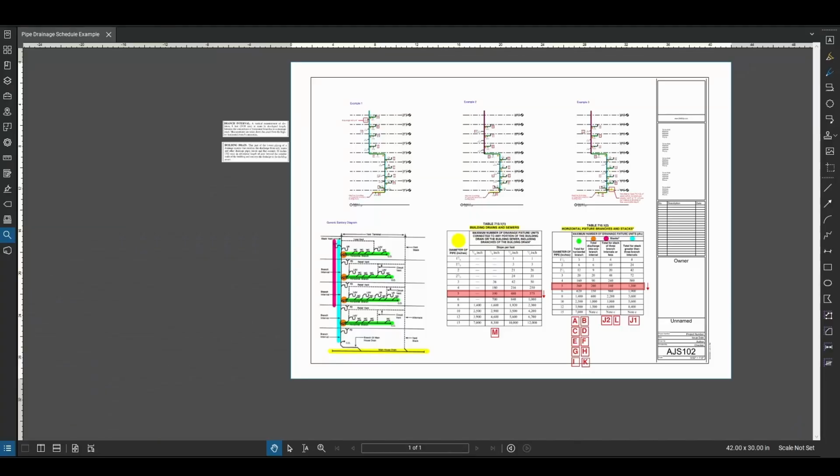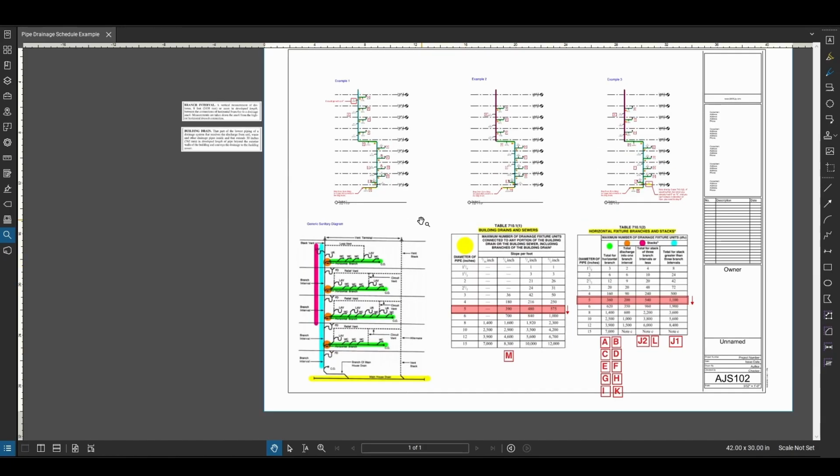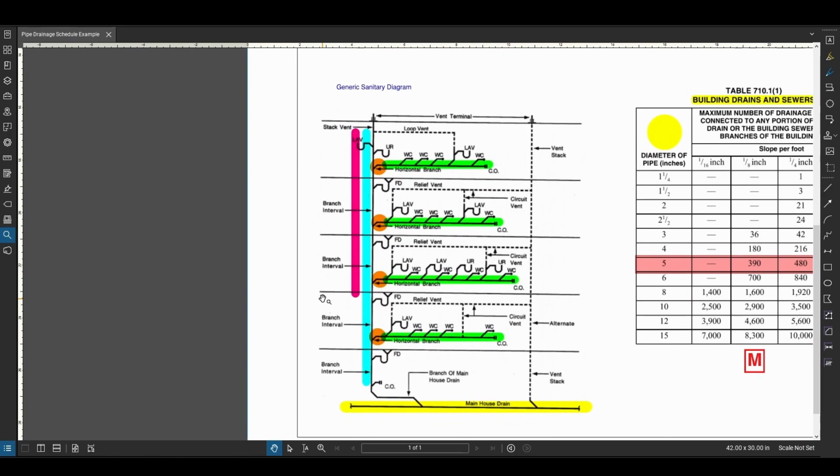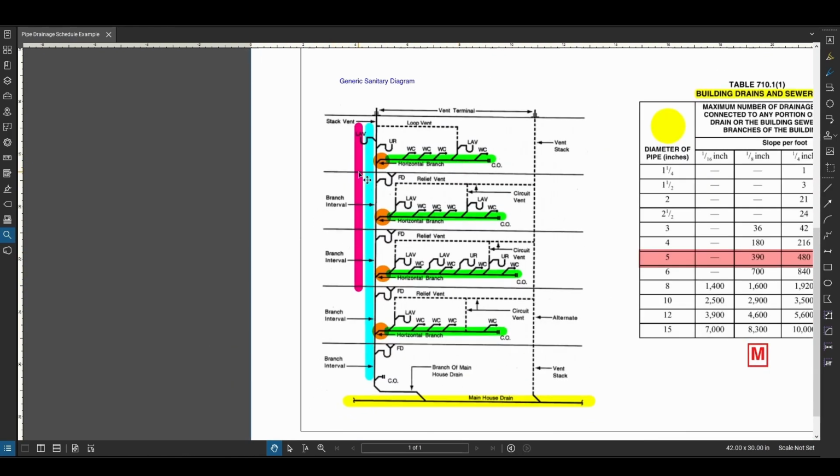Let's get started. Okay, so how do we calculate our sanitary line sizes using the International Building Code? What I have on this PDF is a little sketch that shows different types of sanitary lines. You have your horizontal branches, which are highlighted in green. You have your vertical or stack, which is composed of branch intervals, highlighted in blue here. And to the left, I have a little highlight in pink. And then you have your building main highlighted here in yellow.